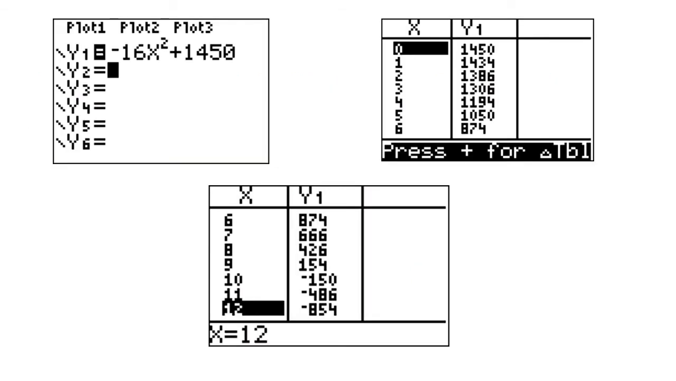Okay, so why don't we graph this function? What we're going to do is input this function in y1: negative 16x squared plus 1450. And if we want to look at the table corresponding to this function, we're going to do second graph, and we will be able to look at the table. I have here the first 6 values, and then in this table, it has the values between 6 and 12.